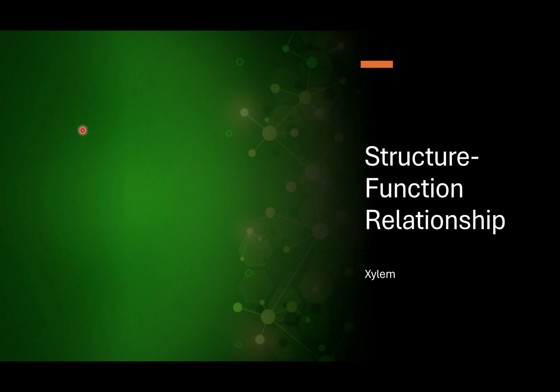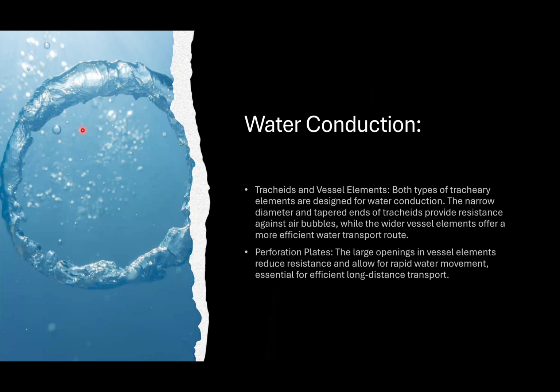All right. Now the structure function relationship within the xylem, right? We know that xylems are here for water conduction. They help with the movement of water throughout the plants, right? So they're designed specifically for this. So the tracheids and the vessel elements, and we spoke about the pits and the movement. We spoke about the perforation plates within the vessel elements. They all are here for the movement and or conduction of water throughout the plants, efficient transport of water, right? So looking at that, the perforation plates are there to reduce resistance, allowing for rapid movement of water and for essential long distance transport, right?